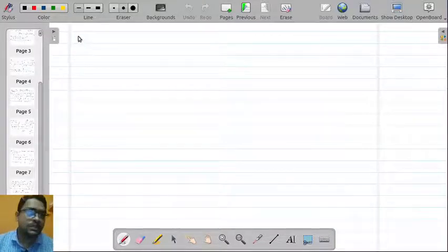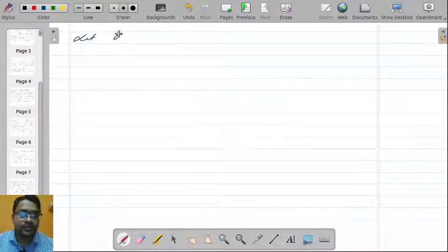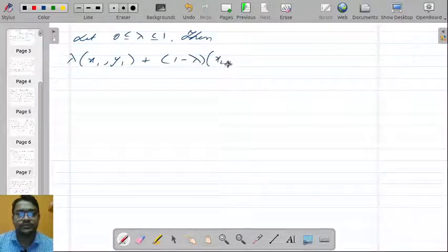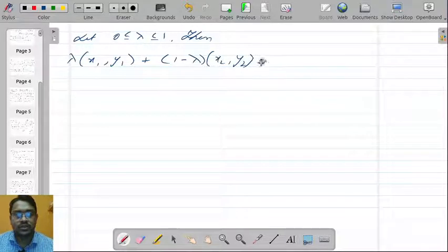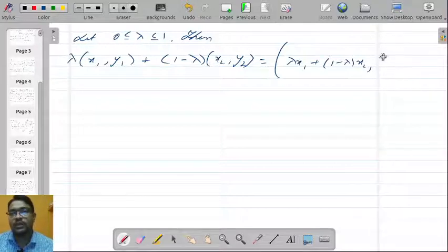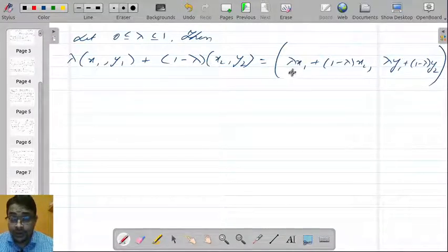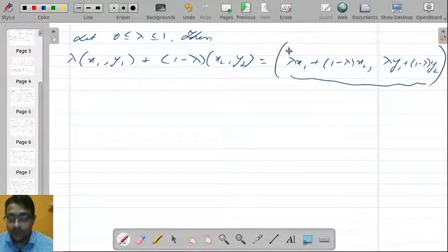Now I have to find out what is lambda x plus 1 minus lambda y. Let 0 less than or equal to lambda less than or equal to 1. Then lambda into (x1, y1) plus 1 minus lambda into (x2, y2) is equal to (lambda x1 plus 1 minus lambda x2, lambda y1 plus 1 minus lambda y2). Next, if I want to show that this point is inside S, I have to show that this x coordinate square plus y coordinate square is less than or equal to 5.